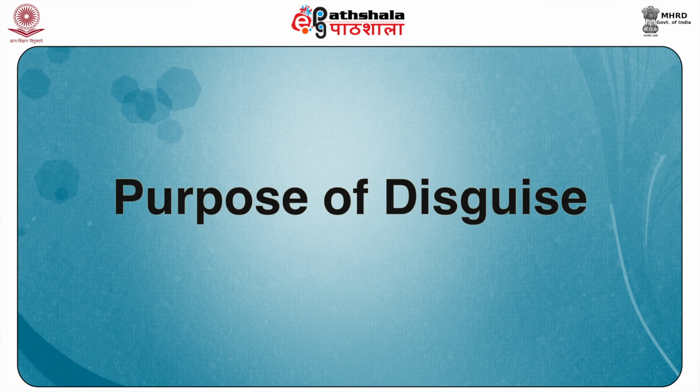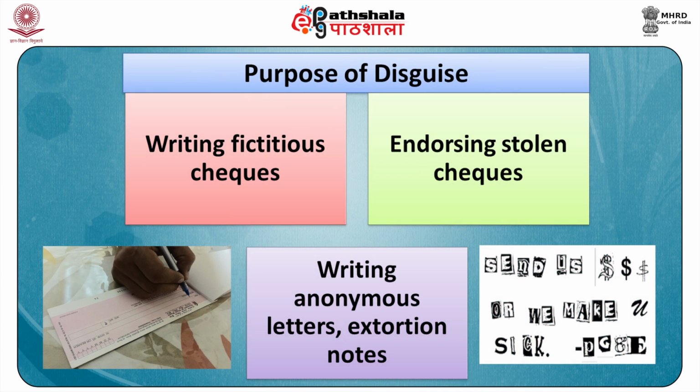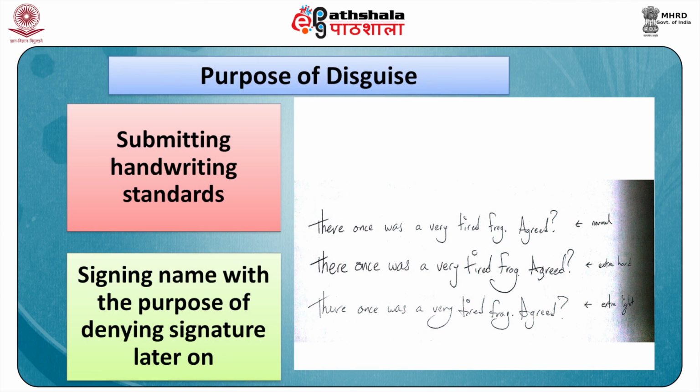Now, let us see the purpose behind the disguise. Disguised handwriting is most commonly used in the following situations. Number 1, writing fictitious checks. Number 2, endorsing stolen checks, writing anonymous letters, extortion notes, etc., submitting handwriting standards, and the last one, signing name with the purpose of denying signature later on.